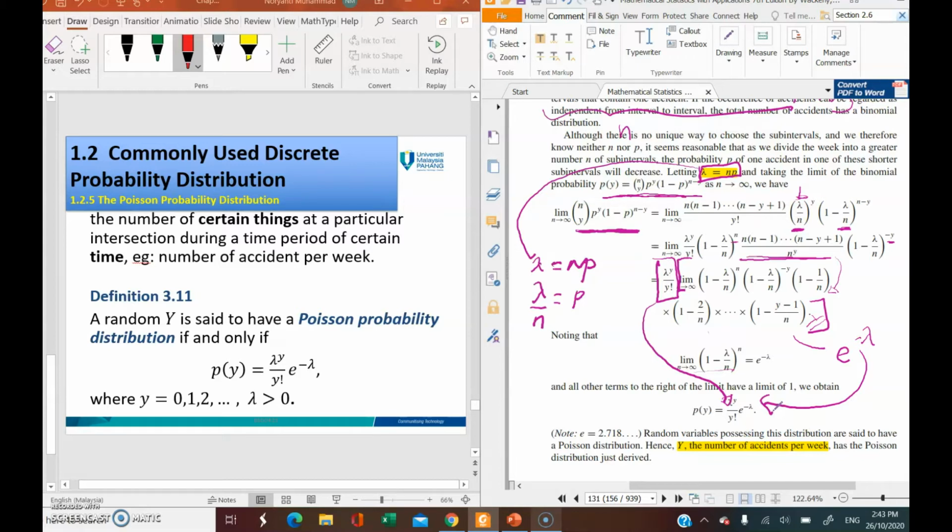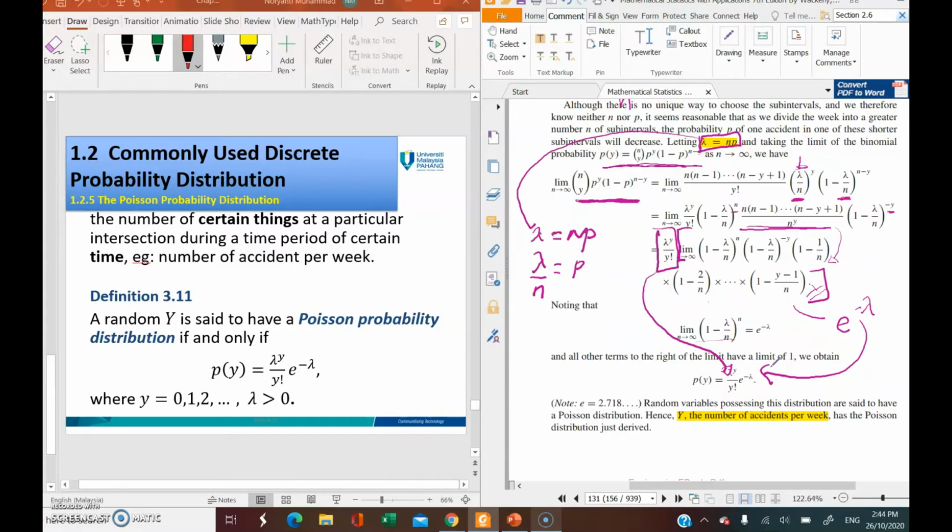Whereas your y is the number of accidents per week. So in this case, we are considering per week. It also generalizes to any interval, per month, per year, biennial, every two years, and so on. So that is the Poisson distribution function, and then your y is from 0, 1, 2 until infinity, and your lambda should be greater than 0.